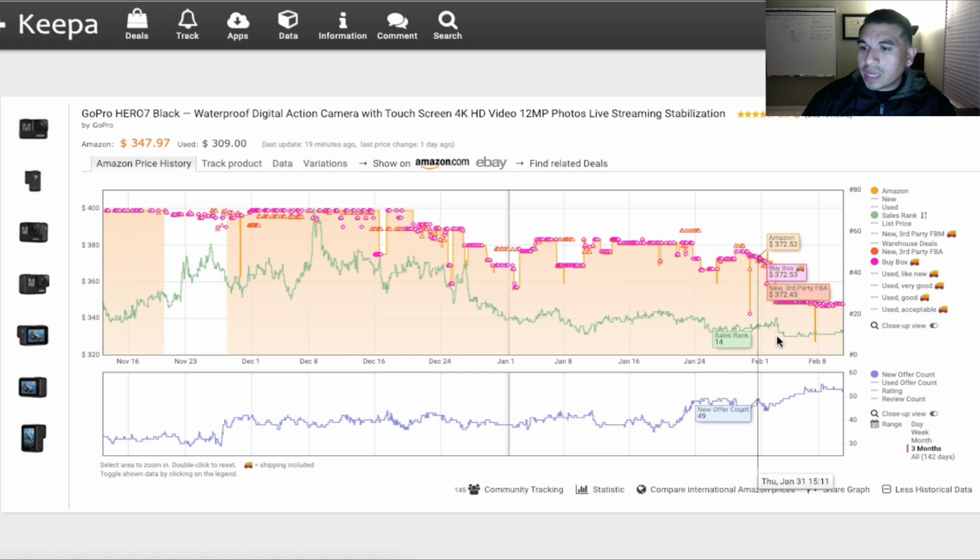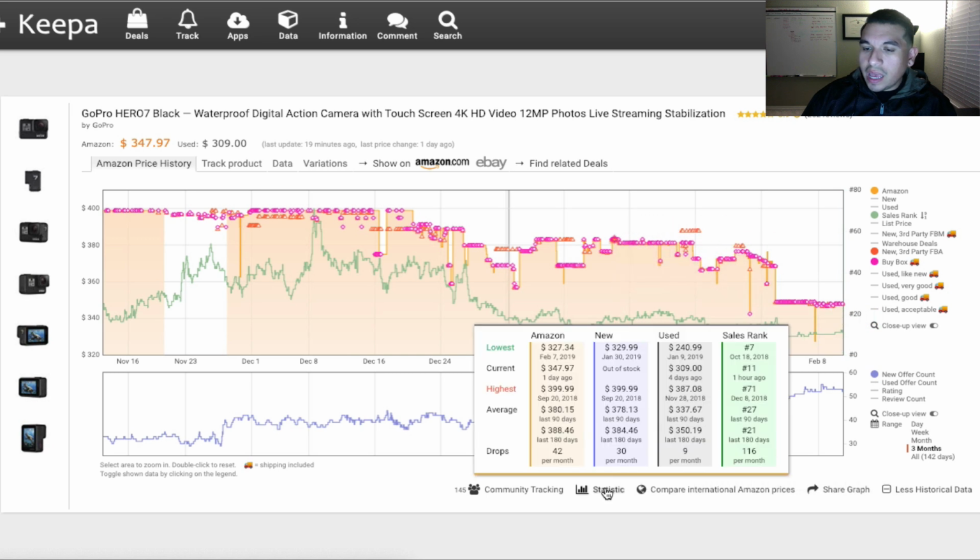The next set of information that we want to take a look at is the statistics. Here what we want to see is the average sales price. We can see here the last 90 days it's been at 380, and then the last 180 days it was at 388. So it has a pretty consistent sales price for the past 180 days. So we know that if we source this at a certain price, that we would make money at that point.